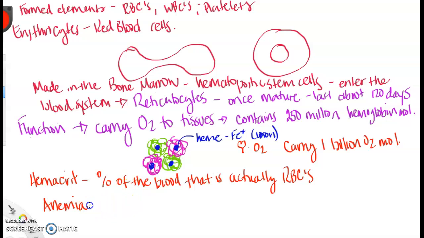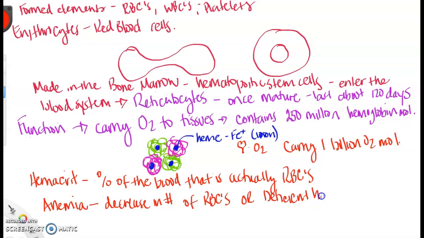So anemia is the decrease in the number of red blood cells, or deficient hemoglobin. So, some different things can cause anemia. Profuse bleeding causes anemia because you're losing it. Renal failure can cause an anemia.